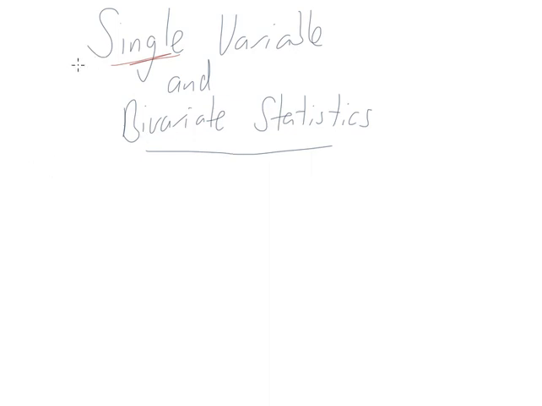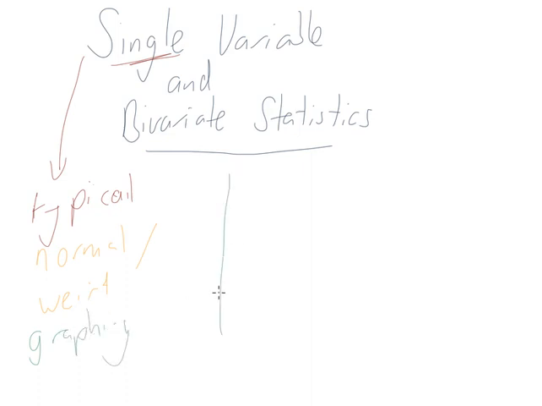So this here is looking for typicalness, what typical scores are, what is normal, and what's weird, and graphing. Our bivariate statistics part of our unit is really looking at graphing.